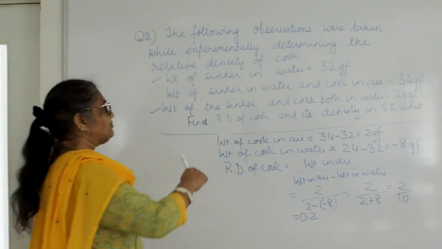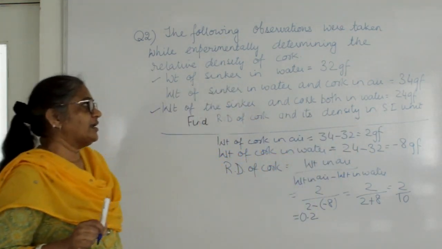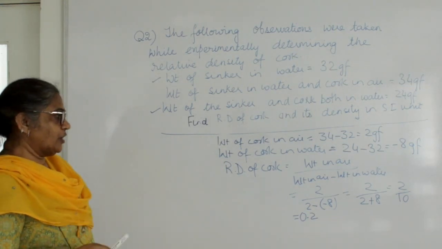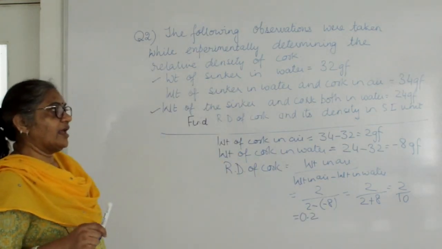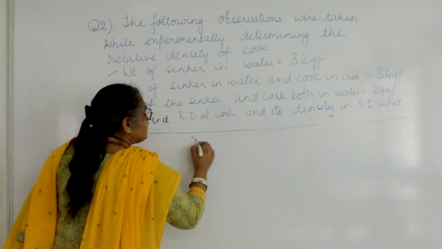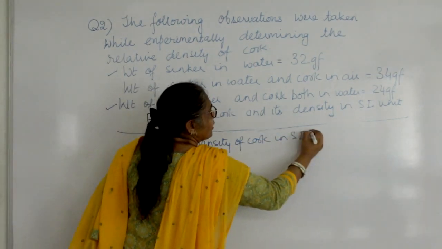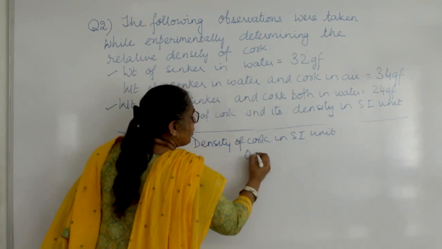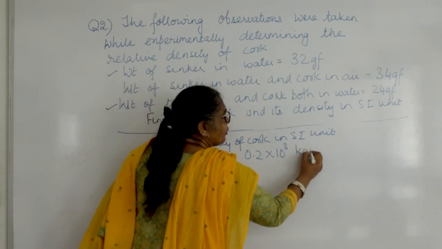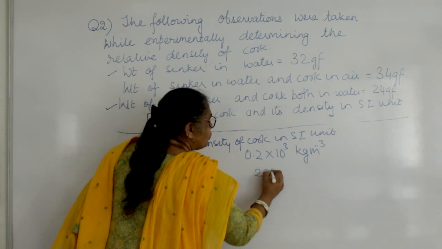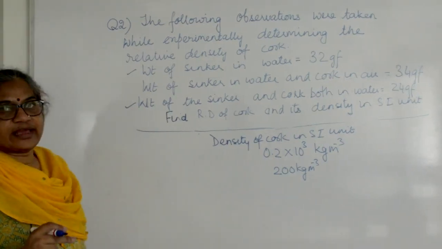But now your second part of the question was asking you to find the density in SI unit. When you want to find density in SI unit, what do you need to do? You need to multiply the relative density with 10 to the power of 3 and then write kilogram per meter cube. Density of cork in SI unit, you will have it as 0.2 and you need to multiply it with 10 to the power of 3 and you will write the unit kilogram per meter cube. So, this becomes 200 kilogram per meter cube. So, this is the density of the cork in SI unit.